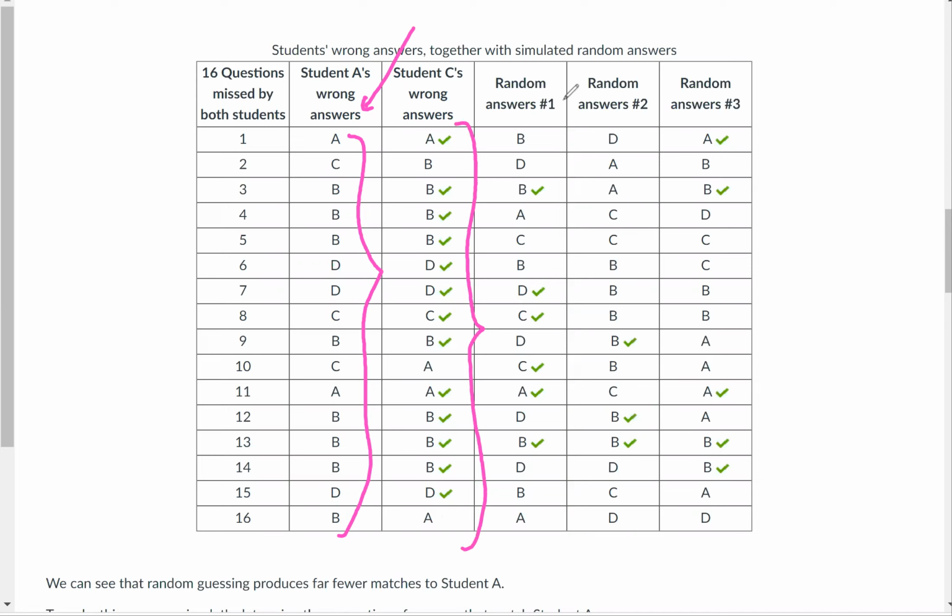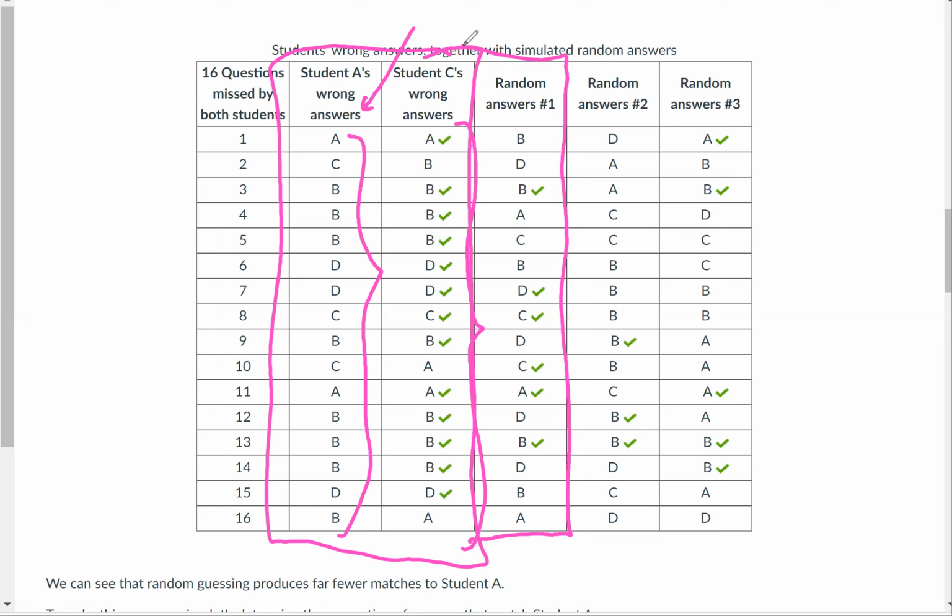Now let's say random answers. They designed it so that student A and student C's answers would have 13 of the same, and of course 3 not the same because there were 16. 13 were the same of the 16, 3 were not the same. And then they chose randomly. Let's just choose randomly 16 times. We'll choose a letter from A to D for the first one, A, B, C, or D for the second one, on and on and on. A check mark for those that match.